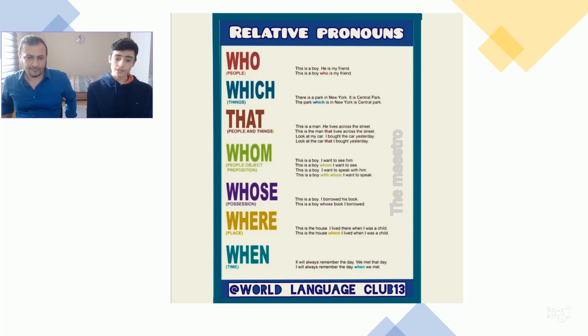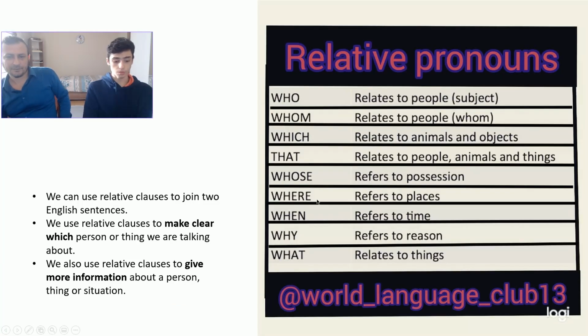I will always remember the day we met that day. I will always remember the day when we met. So when you check the example with the relative clause, we say the usage is better because it's more formal and more logical. Instead of saying I will always remember the day we met that day, you should say I will always remember the day when we met. Easier and more formal. Next slide. No, it's the previous one.